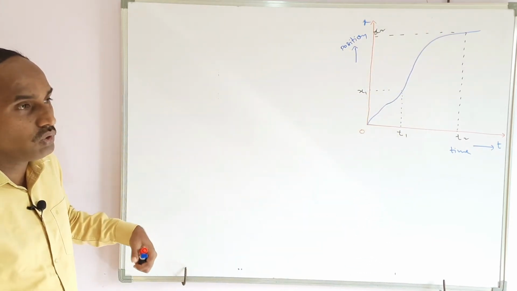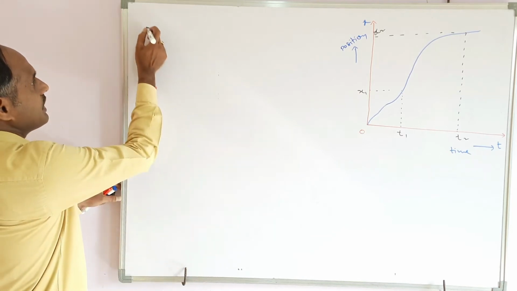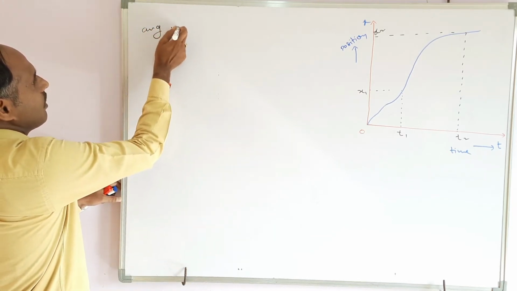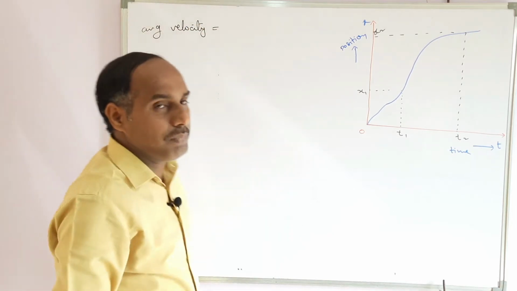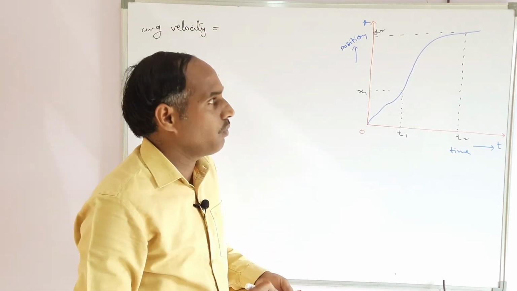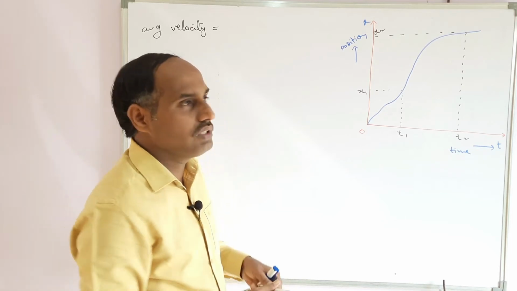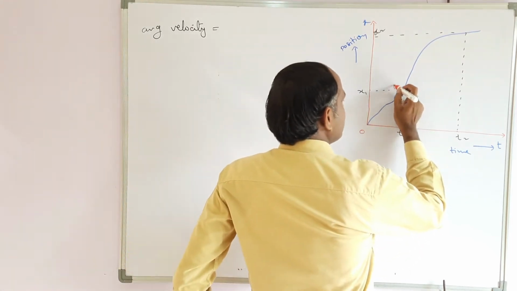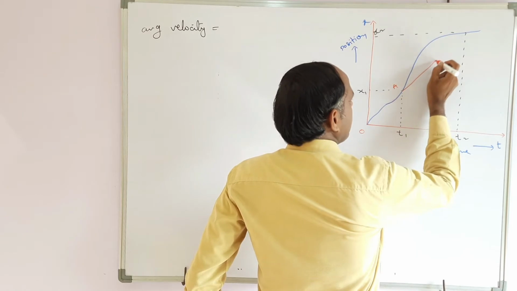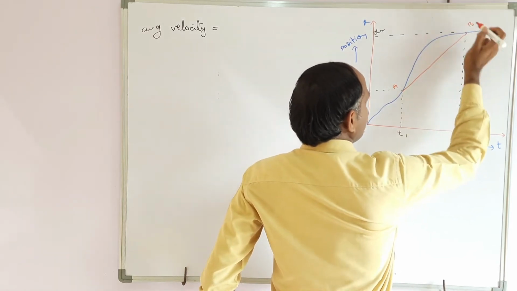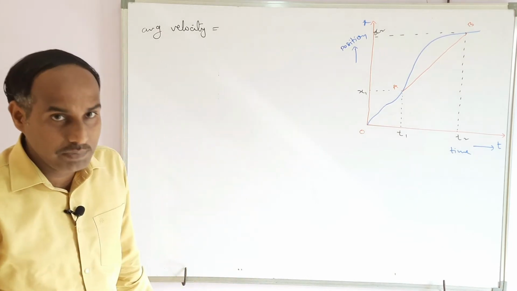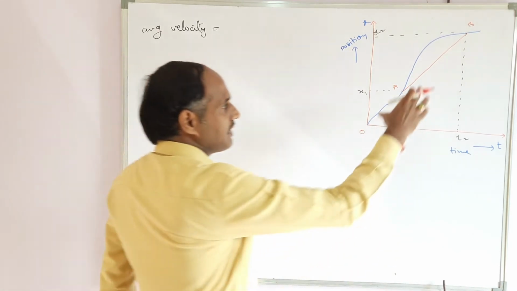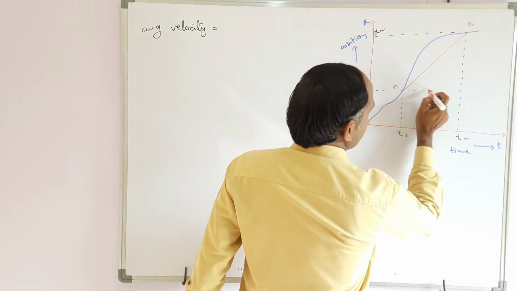But now I come to define the average velocity. Here simply the line joining the initial point to the final point gives the displacement of the body. Let this be the initial point A and the final point B at time interval t2. So the line joining A to B gives the displacement, and this displacement can be obtained here.